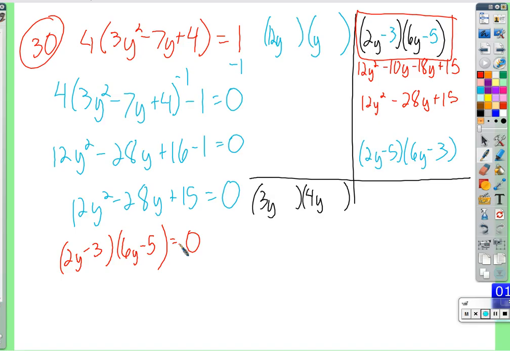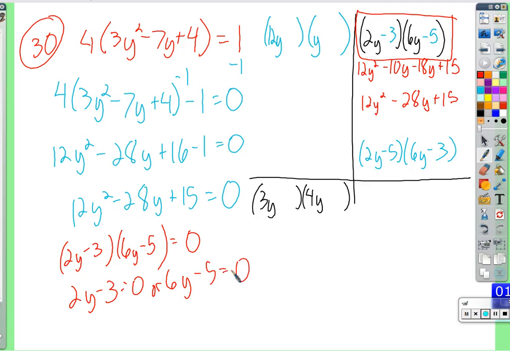So what happens next? What do we do next in this problem? What, Derek? Really? I'm trying to take the 2y minus 3 equals 0. Yes, exactly. And 6y minus 5 equals 0.